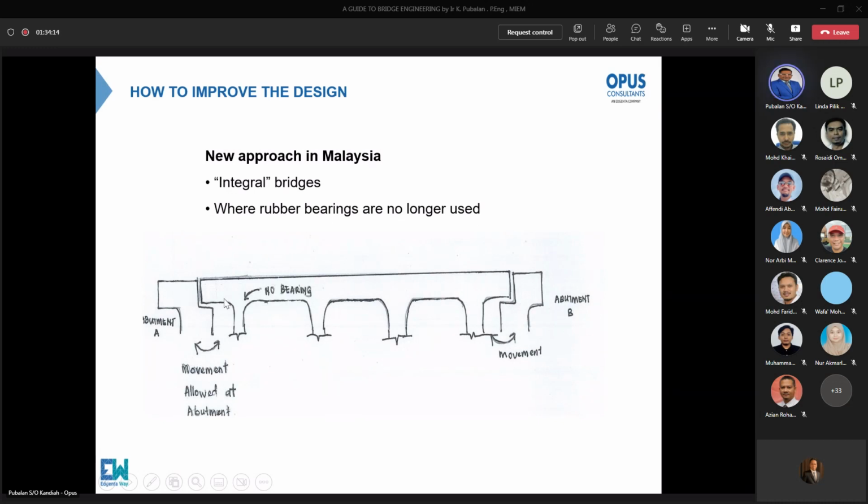Then where is the movement allowed? When you have a structure, you will have movement, right? I mean, due to vehicles moving and dynamic load, thermal expansion and all. So the movement is allowed at the abutments. This is for integral bridges. Nowadays you have bridges coming up as integral bridges. You do not have bearings below.